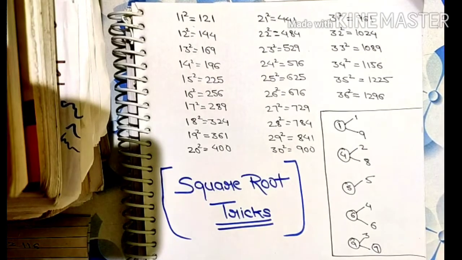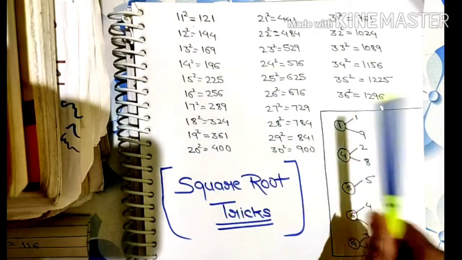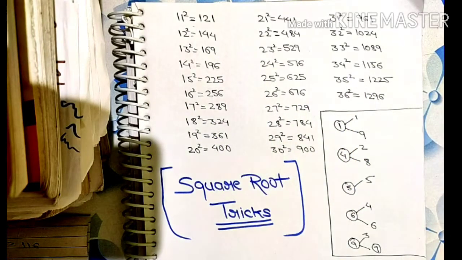In today's video, we are going to learn about the square root tricks. First of all, we have to learn the squares of these numbers. At least from 11 to 36, we have to memorize the squares of these numbers.